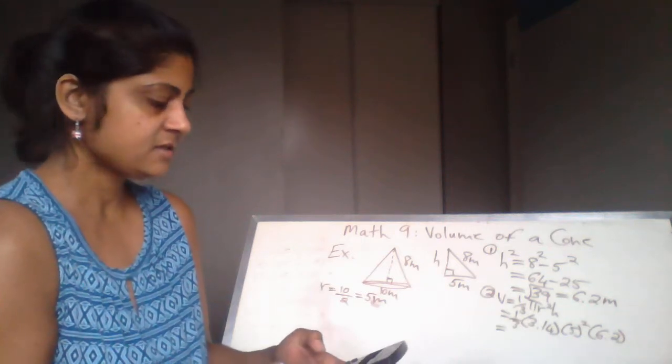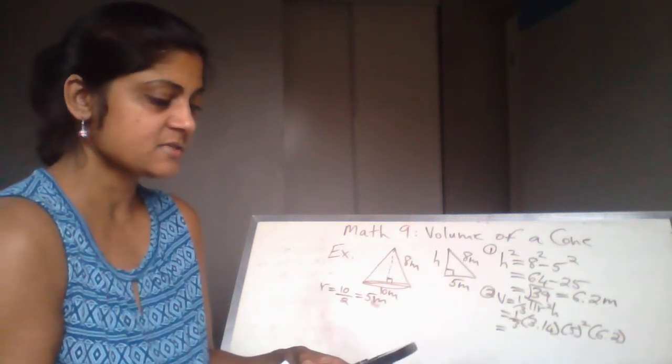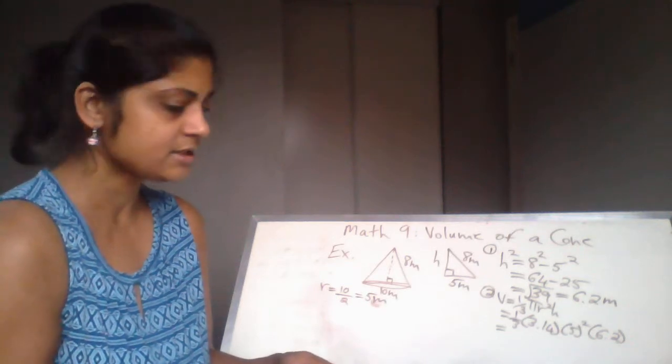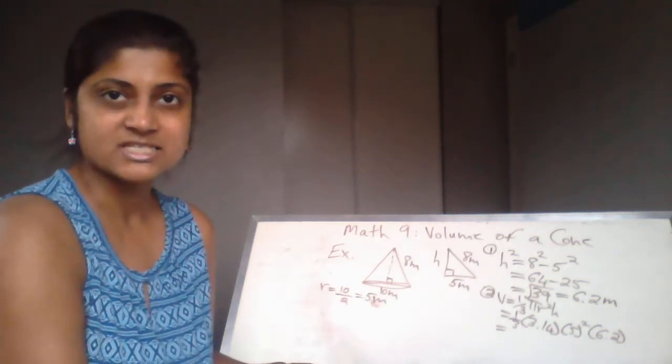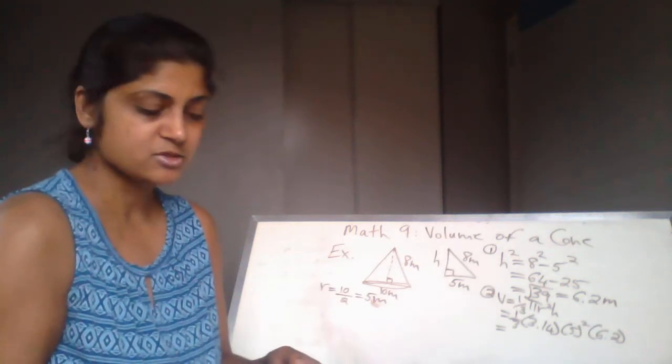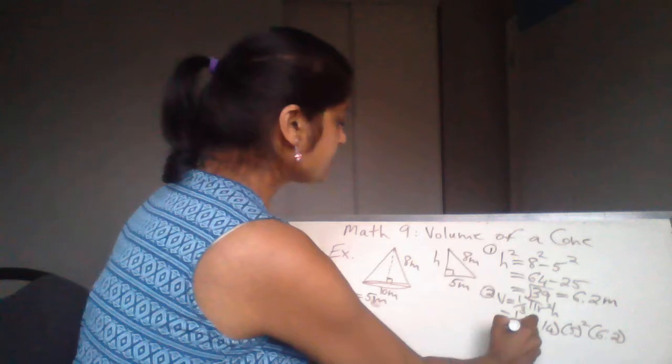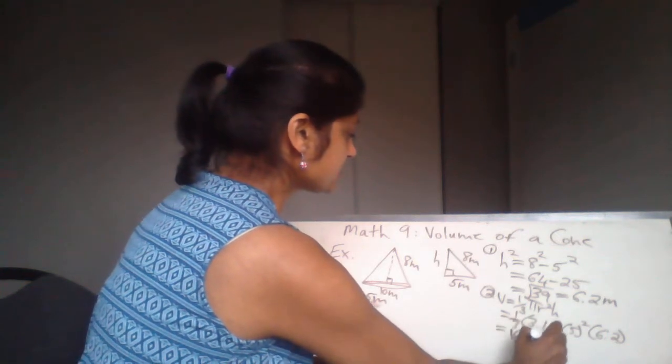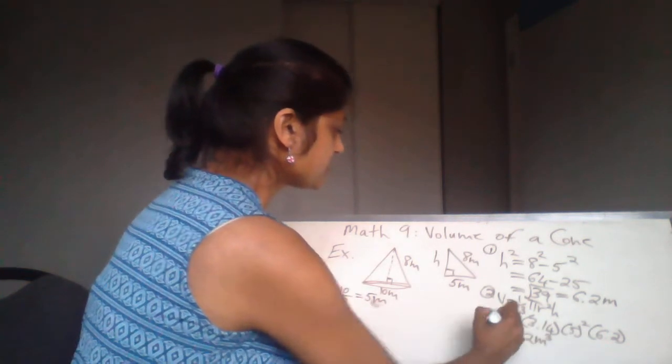Okay, 3.14, and I'm going to times it by 1/3. Okay, and again, determine the volume of the sand in the pile to the nearest cubic meter. So I'm getting 162.23. I'm going to round that to 162 meters cubed.